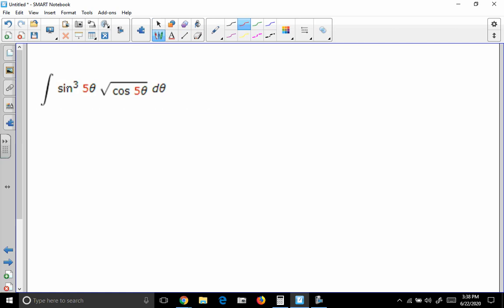Notice in this one we have an odd amount of sines. Now you might say we have an odd amount of cosines, but notice that's under the radical. So we're going to pull one of these sines to the end and make that part of our du. So we're going to have a sine 5 theta out here. So u is going to be cosine 5 theta. du is going to be the derivative of that. The derivative of cosine is minus sine times the derivative of the inside function, and then d theta.